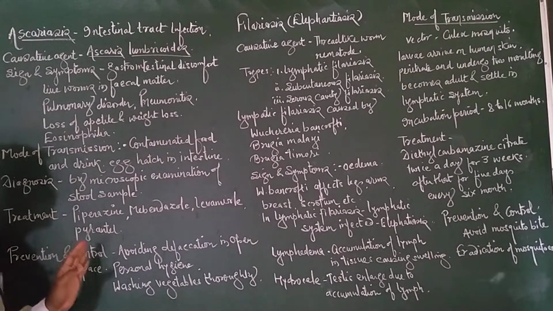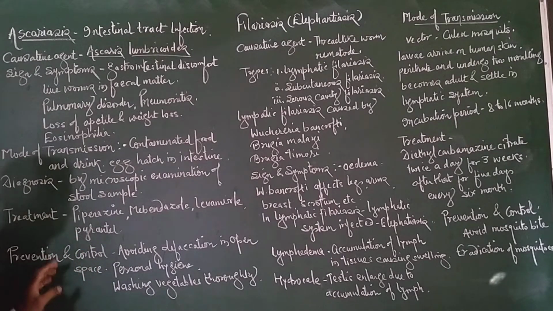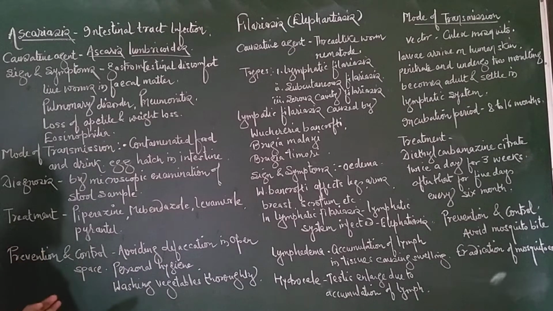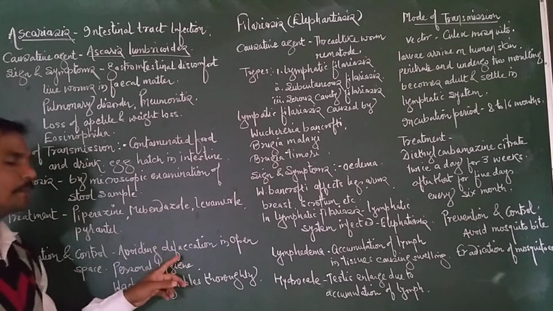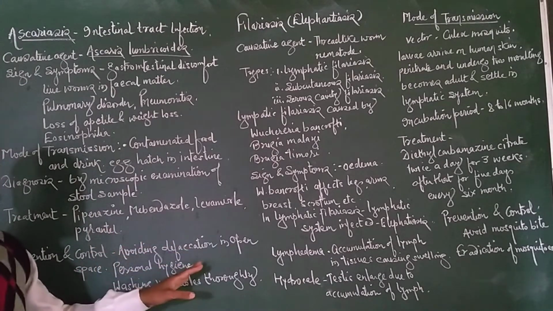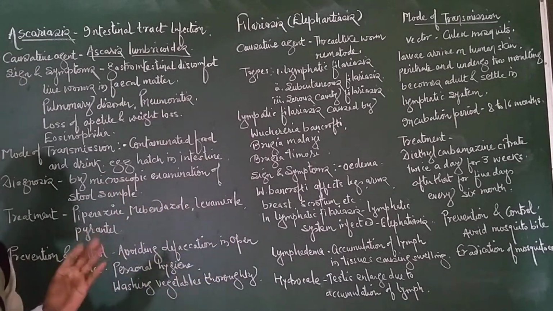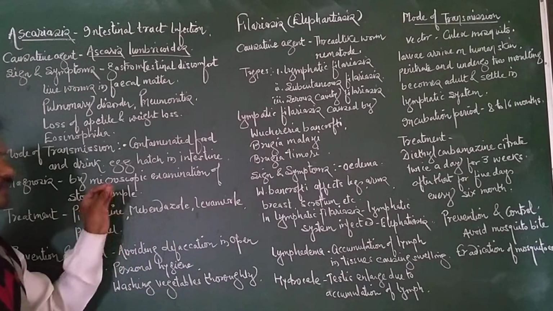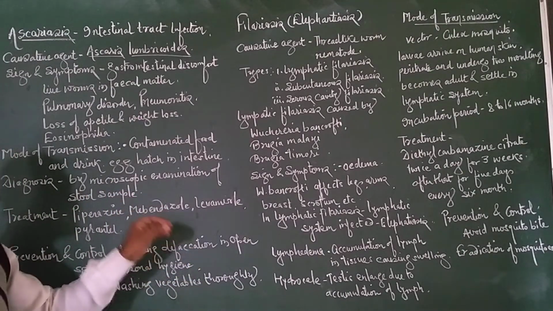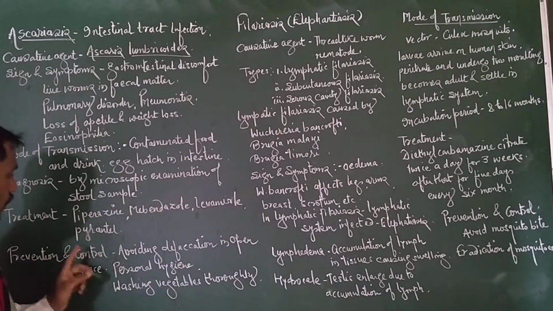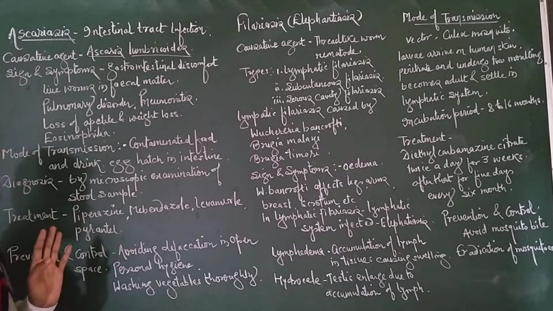Then prevention and control: how should we prevent and control this disease? Avoid defecation in open spaces. When an infected person defecates in the open and the fecal matter comes in contact with drinking water sources or raw vegetables, the eggs of Ascaris enter the food material and the intestinal tract. So avoid defecation in the open space.